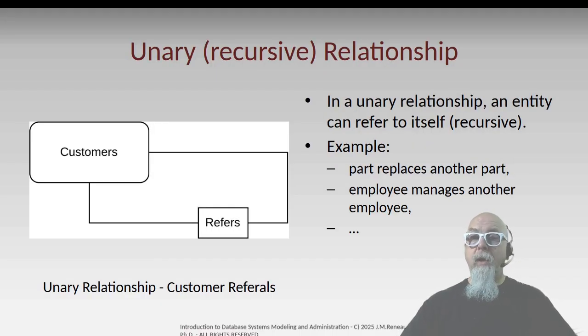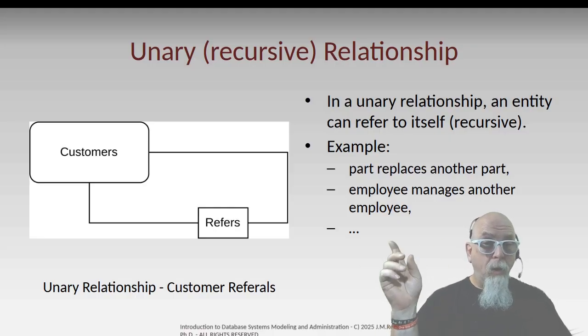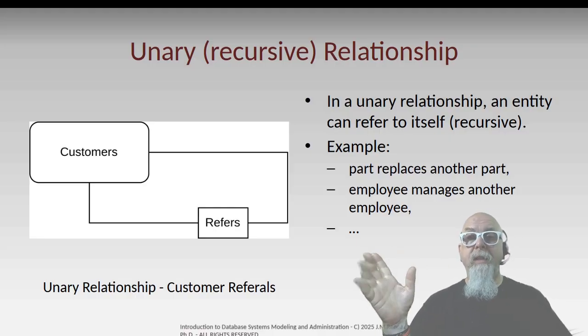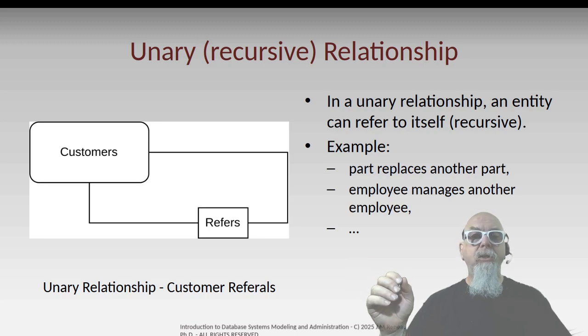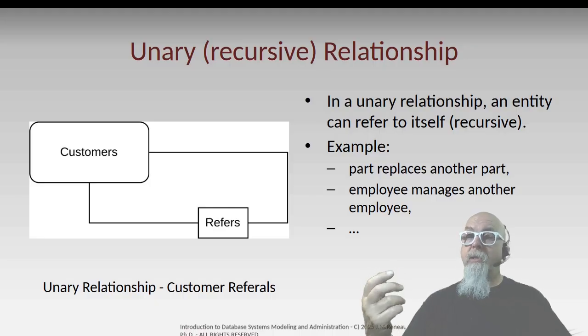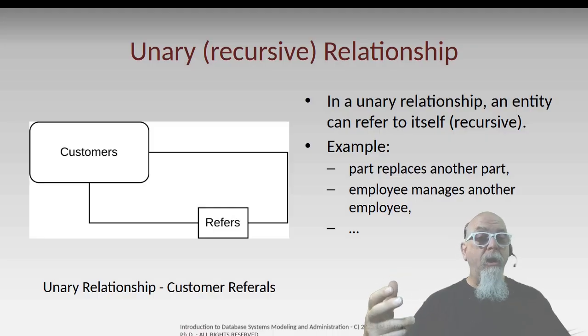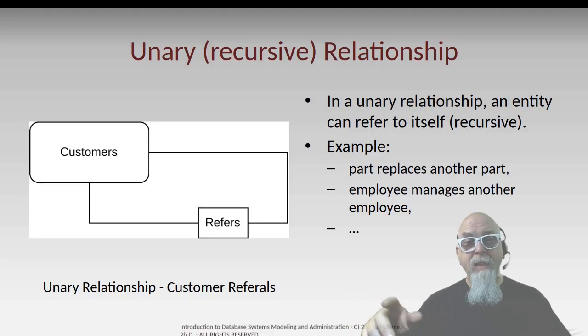Here is a unary relationship or a recursive relationship where an entity can refer to itself. This is the example I used earlier when I was first introducing the idea of a unary relationship, and you can see that customers are referred by other customers. Now, a customer may be a customer without a referral, or a customer may be a customer and never referred anybody, but a customer could refer many other customers. So you can see that relationship.